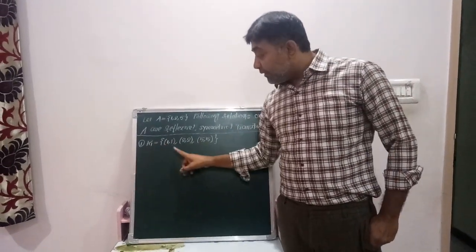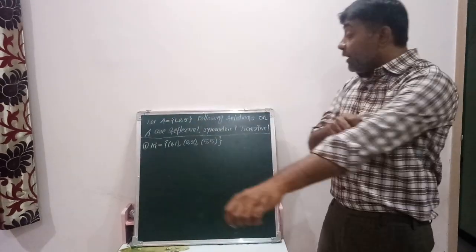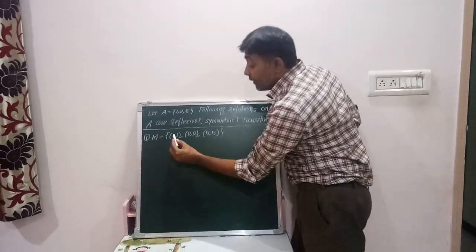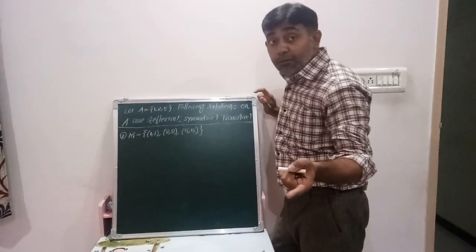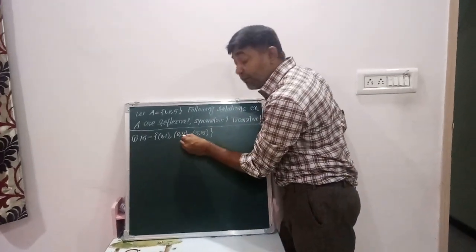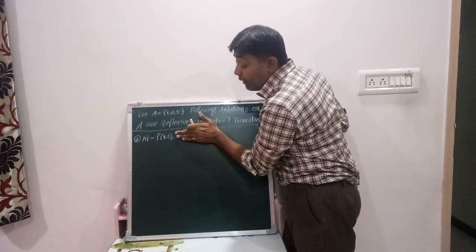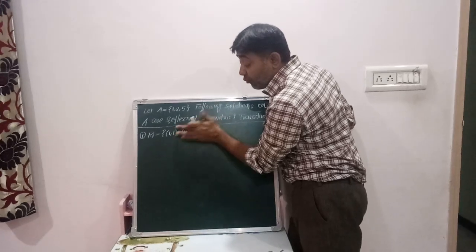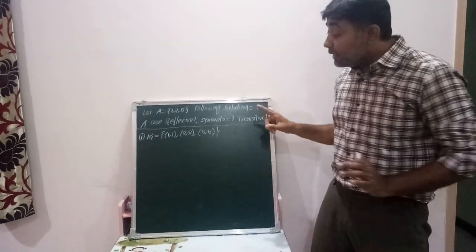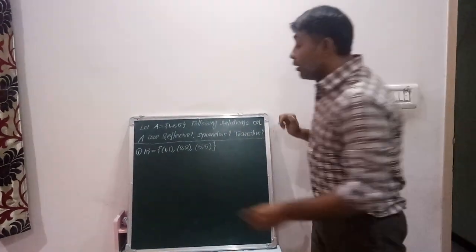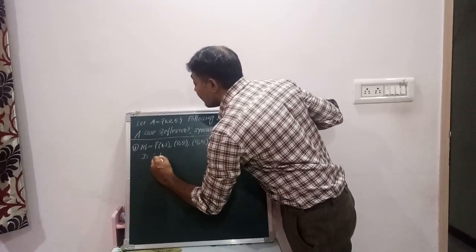First, the relation I write is {(1, 1), (2, 2), (5, 5)}. Now let us see how we decide. (1, 1) means 1 is connected with itself, 2 is connected with itself, 5 is connected with itself. If only (1, 1) were there, we could not say it is reflexive. But (1, 1), (2, 2) and (5, 5) are all there. That's why the relation is reflexive.